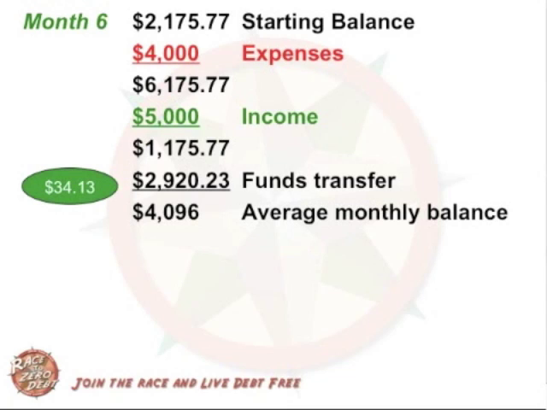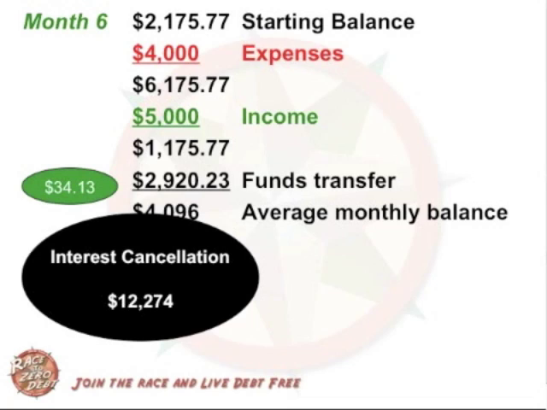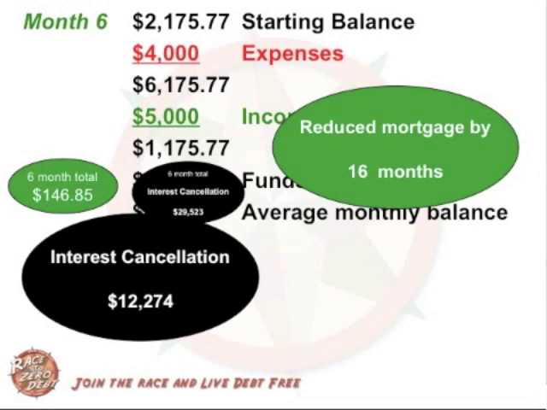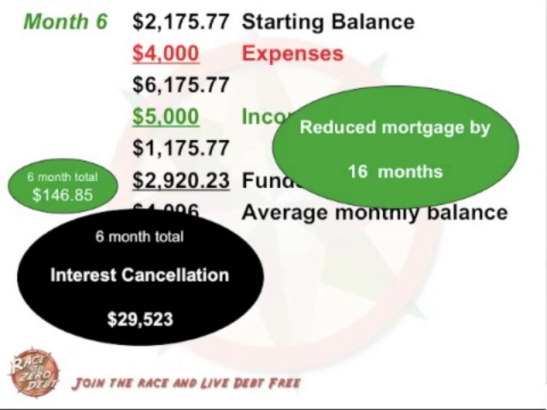Our finance charge for the month is $34. And we've just canceled out an additional $12,274 in mortgage interest. We've reduced our mortgage by another 16 months. Our total finance charge for the first 6 months is $146.85. Total interest canceled is $29,523 in just 6 months.